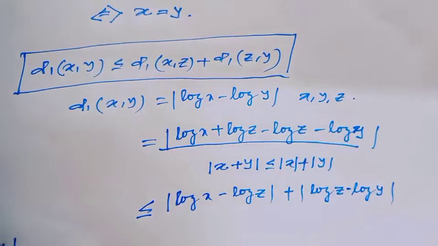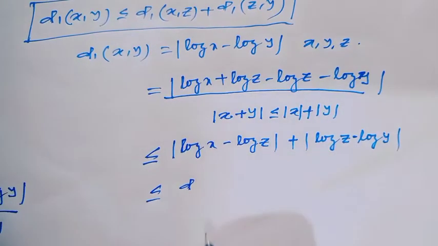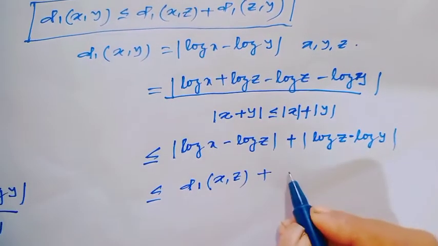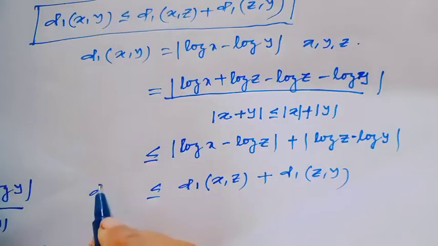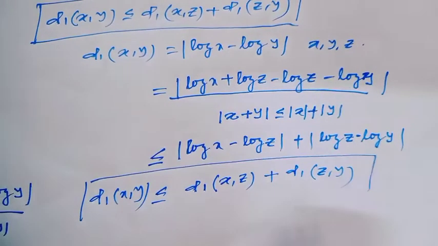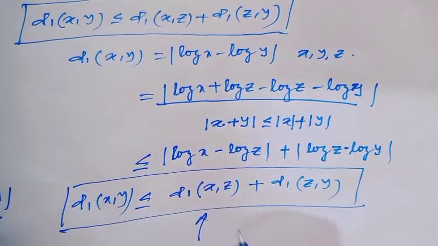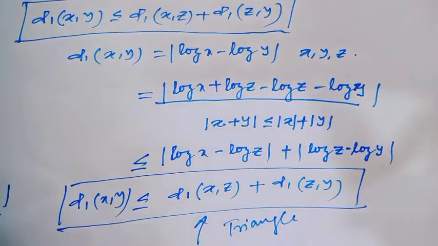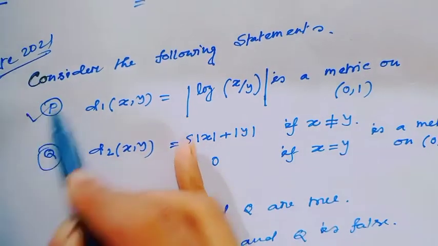Okay. And this is actually less than or equal to d1(x,z) plus d1(z,y). That means d1(x,y) is less than or equal to d1(x,z) plus d1(z,y). That means the triangle inequality is also satisfied here. So obviously d1 is a metric on [0,1].